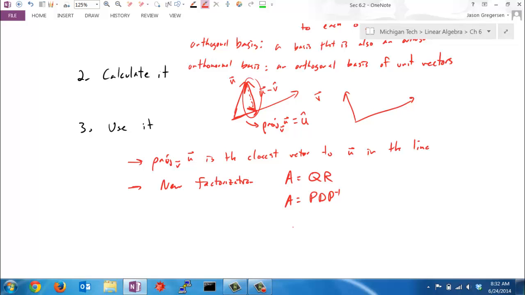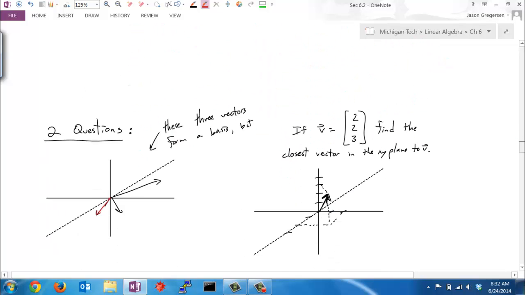Q is also going to have special columns. Here it's going to be an orthonormal basis. That's why this one's going to be special, because its columns are going to be an orthonormal basis for our space. So it's also going to be working in a better basis. All right, so that's the quick overview of what we're going to do here. Now let's get into the details.